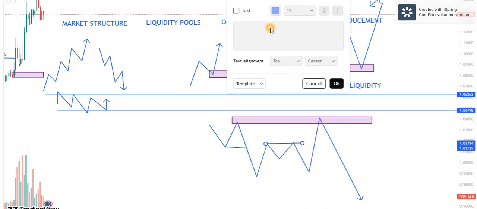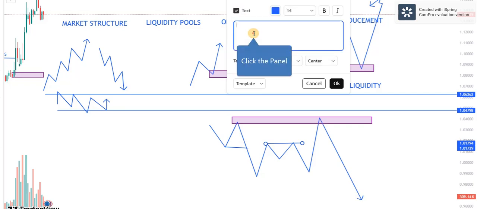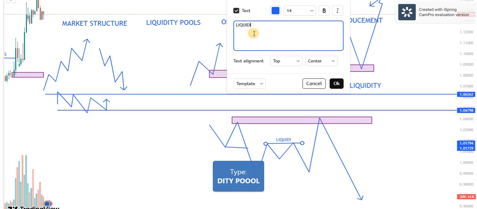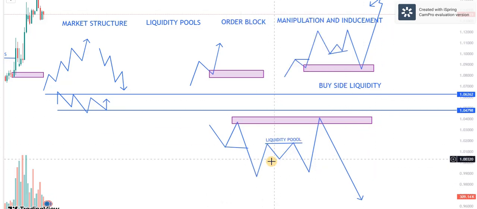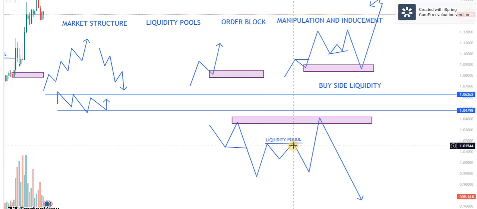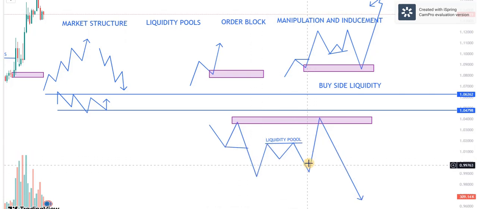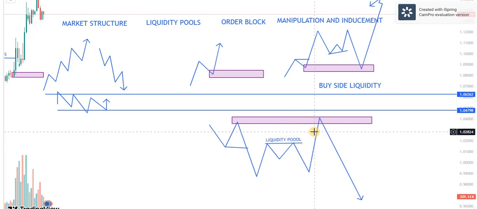Let me use text, I normally use this. Okay, text. Let me call here the liquidity pool. So when price does something like this, a lot of retail traders have put the sell position here. You see the market go tap into their buy, tap into breaking their stop loss and enter.